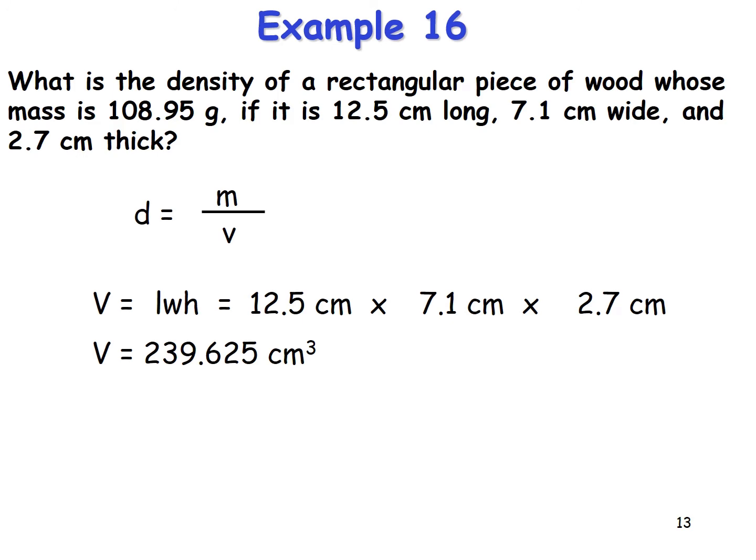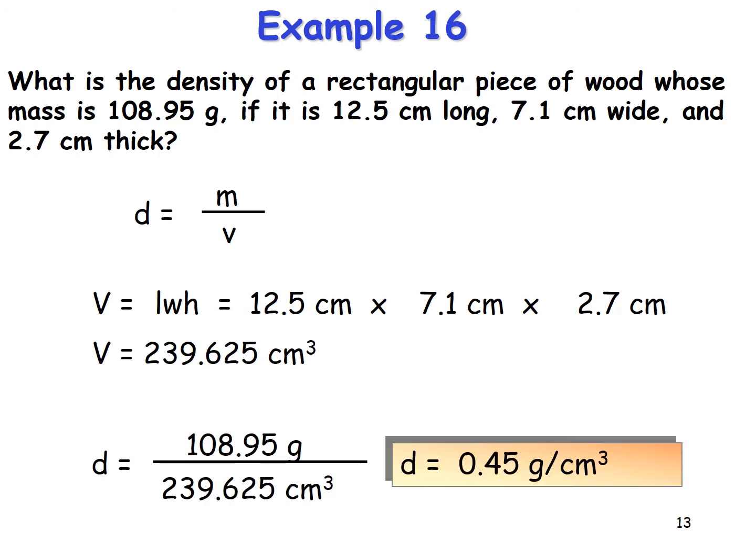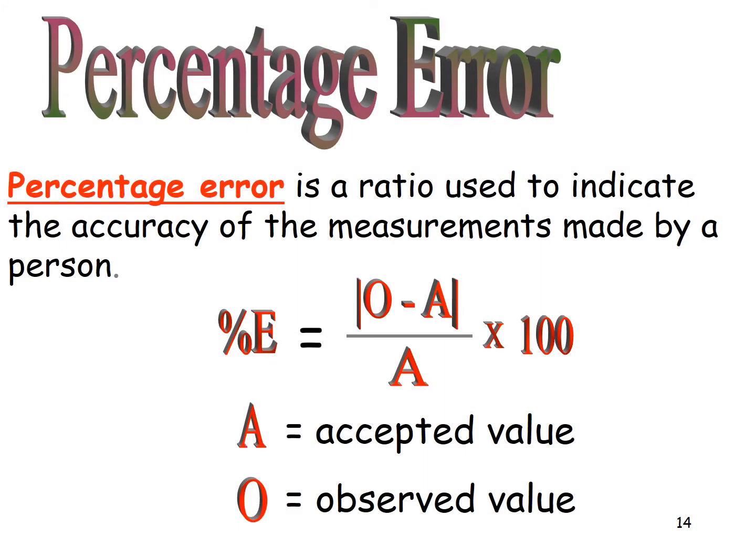So we have 239.625 cubic centimeters. And we now need to divide these two numbers, and we get that the density is 0.45 grams per cubic centimeter. So this is just a two-step.